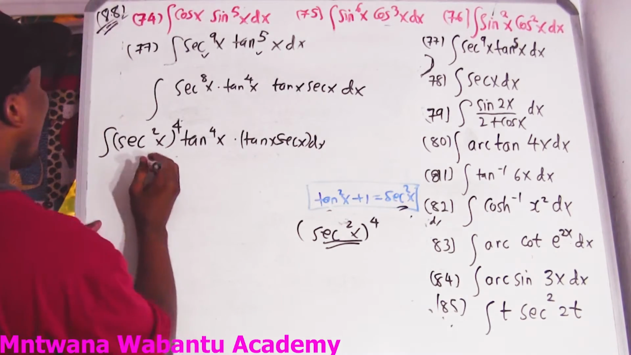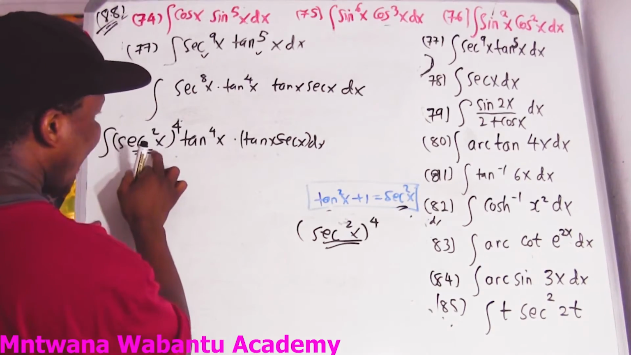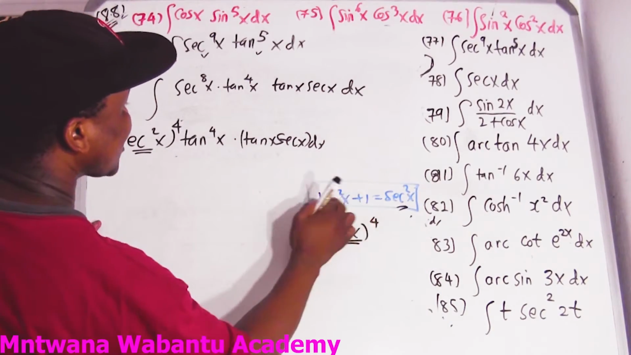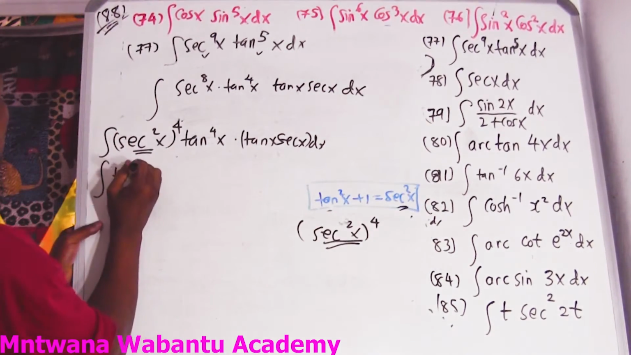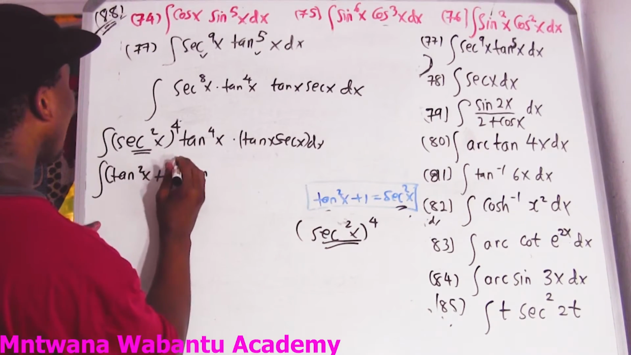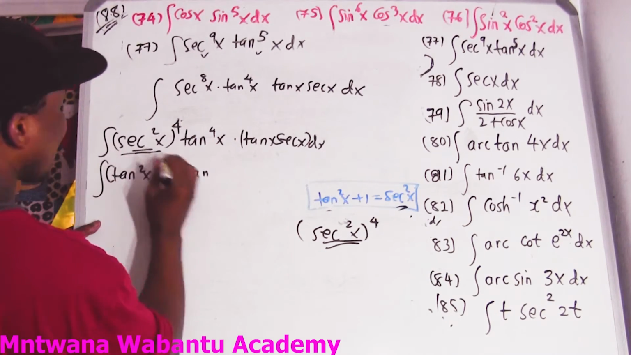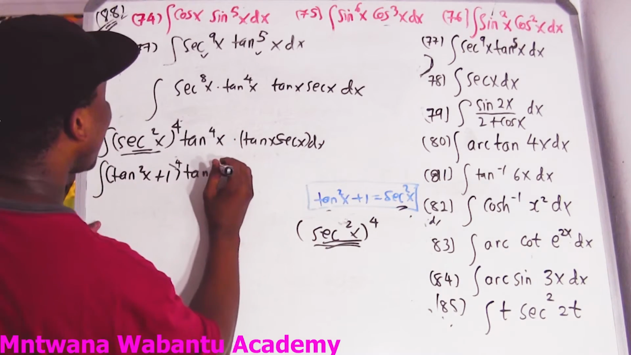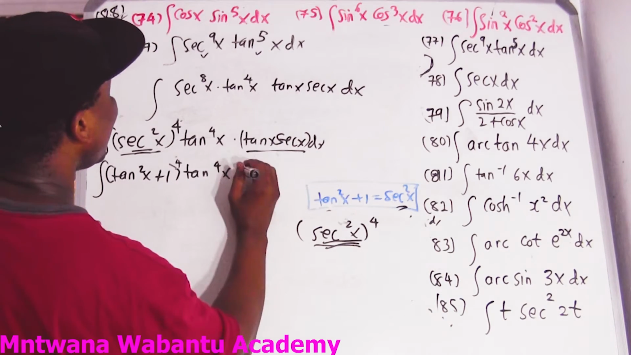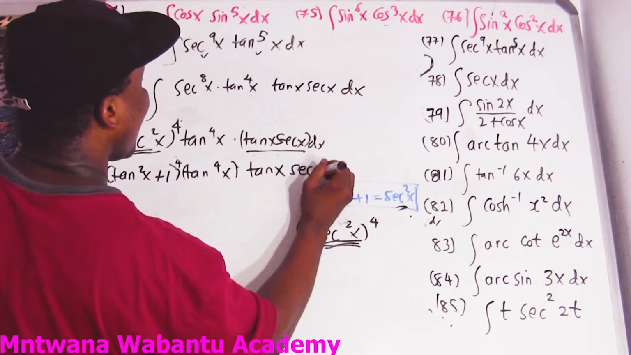Now everything must be tan except this one, so sec square x is tan square plus 1. There's going to be the integral of tan square x plus 1, to the power 4, because this is only sec square but we have power 4, and then tan to the power 4 x, and also tan x sec x dx.